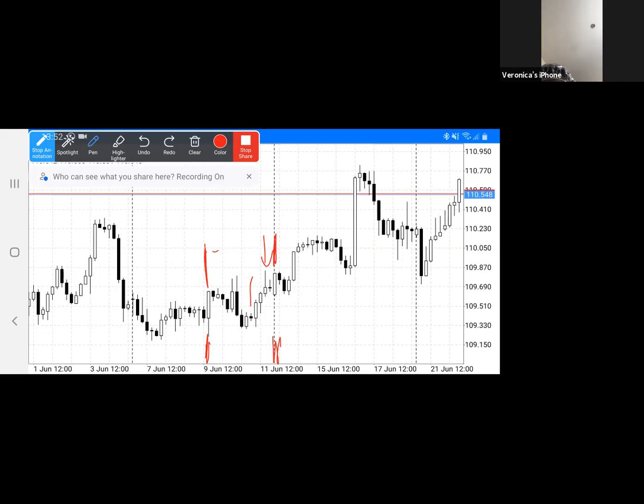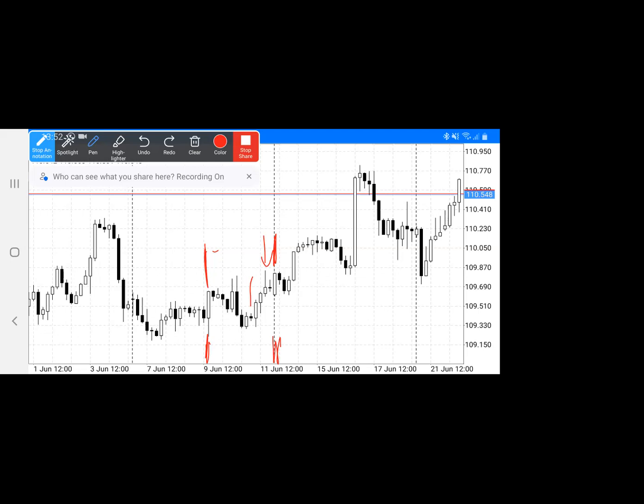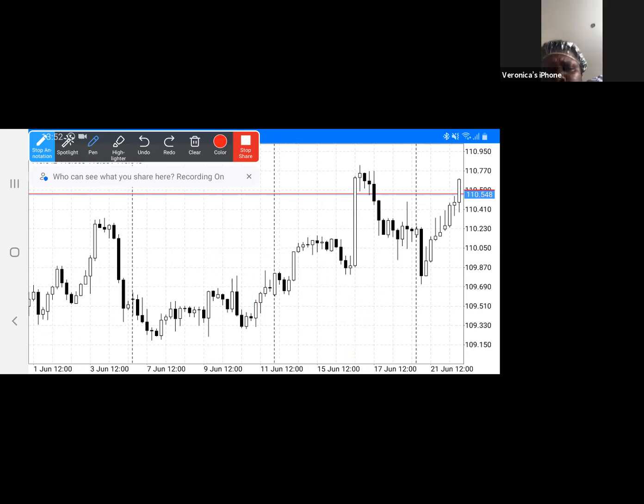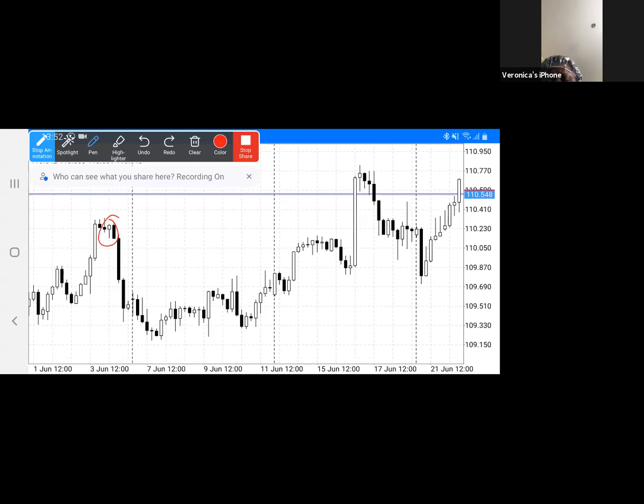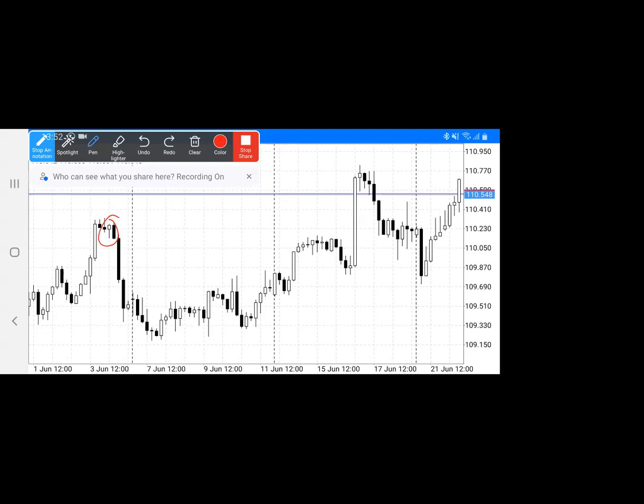That's not a hammer. So what is it? That is a completely different candle. A hammer is that one, and it must be white. So then on the 3rd of June, there is one as well. Go to top, 3rd of June. Oh, up here. Good spot. Yeah, correct. That is definitely a hammer.